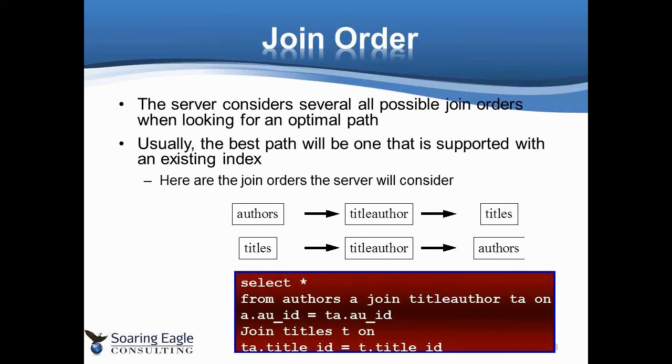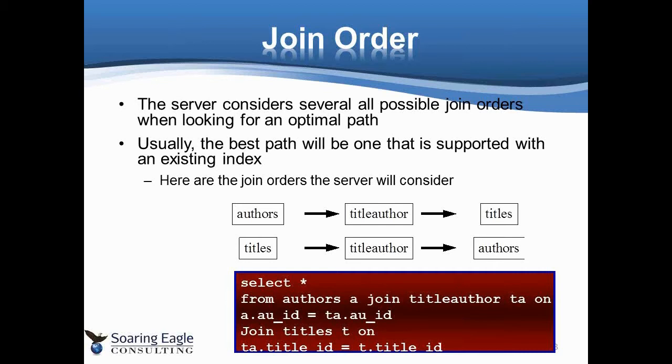Now, keep in mind also that the way we write the join is going to have some control over the possible join orders that we've got. In this example, this is that AB example. We have a table called authors. We are joining it to titles, but we have many authors writing many titles, and many titles can be written by many authors, so we've got that junction table, that title-author table, that sits in the middle.